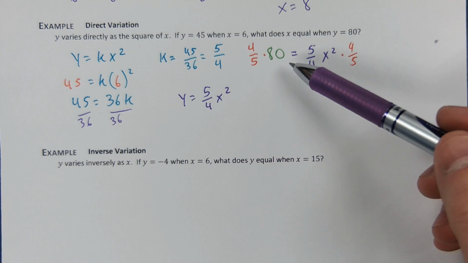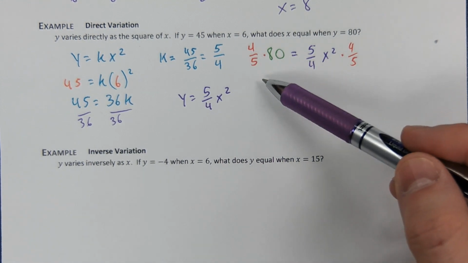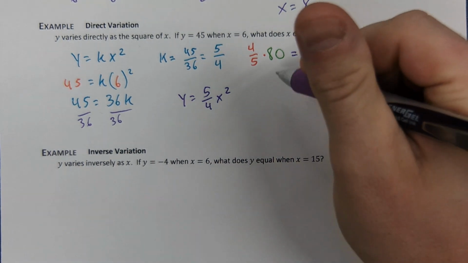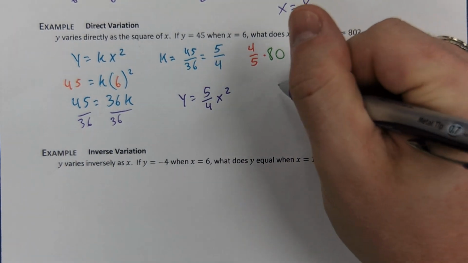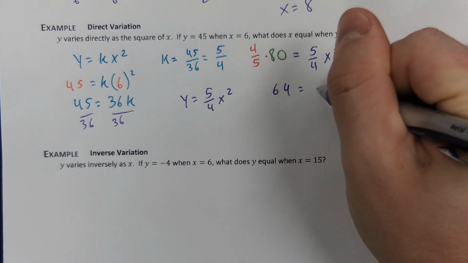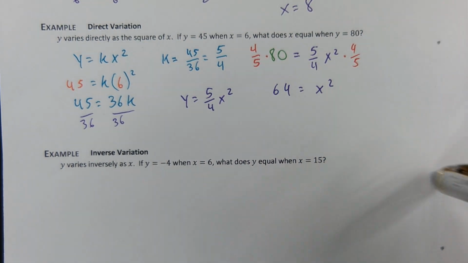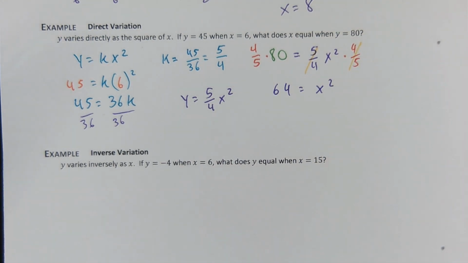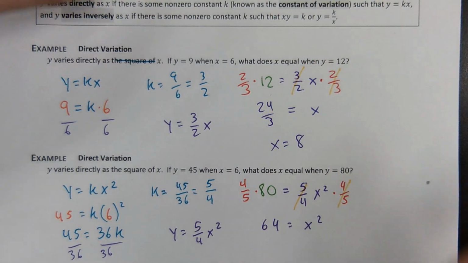On the left, you might grab a calculator, but if you do 4 times 80 divided by 5, it's going to give you 64. Or if you do 4 divided by 5 times 80, either way, you're going to get 64. So you have that 64 is x squared, because these, you know what I don't use often enough? Yellow. Those two fractions canceled each other. Just for good notes, I'm coming up here and I'm doing it again.